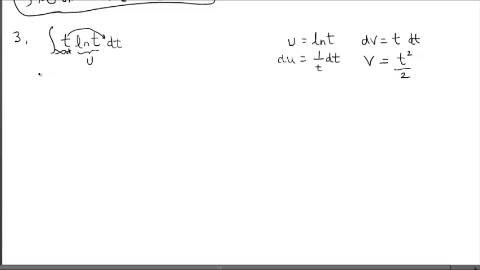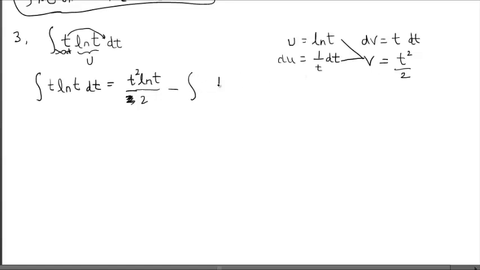Okay, so let's see if that's going to work out and give us an easy integral to integrate. The integral of t ln t dt equals uv. So whenever you multiply that together, it really doesn't matter what that is. So t squared over 2, I would probably put ln t on top here also, and put a 2 here. Okay, minus the integral of v du.